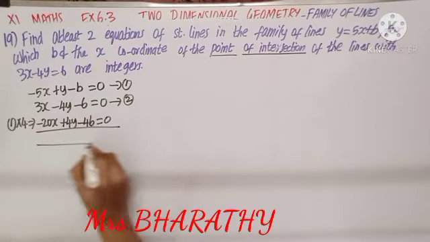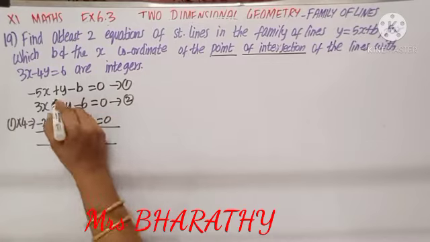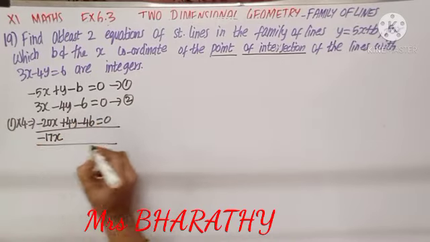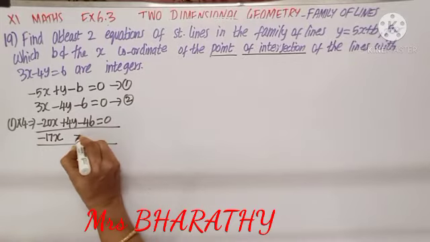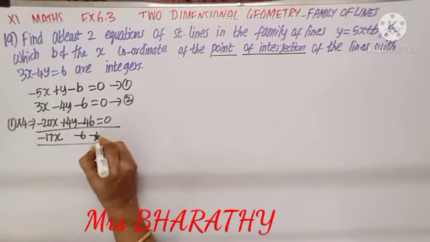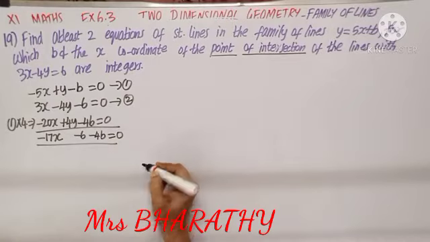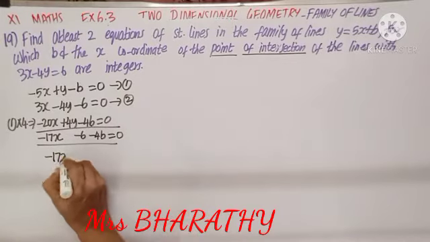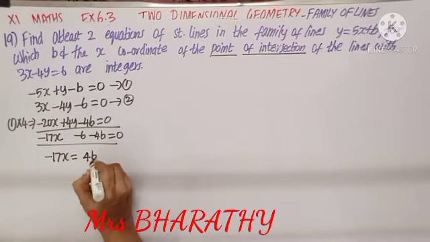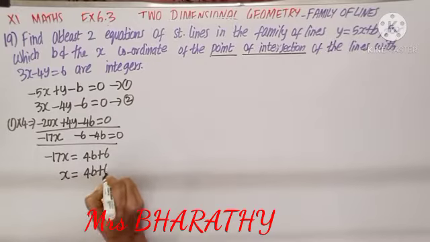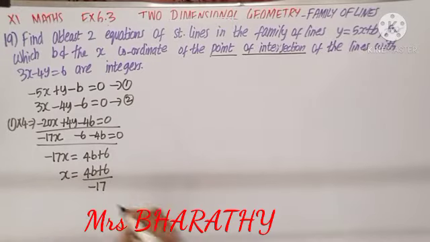As I add it, 4y and minus 4y cancel. I get minus 17x minus 6 minus 4b equals 0. That is, minus 17x is equal to 4b plus 6. x is equal to (4b plus 6) by minus 17.